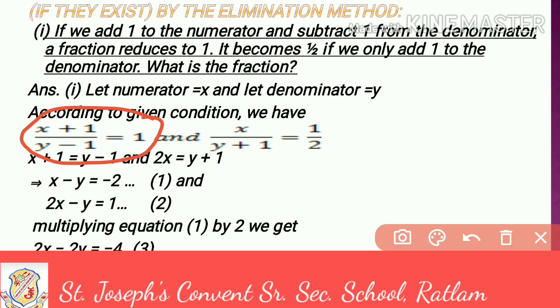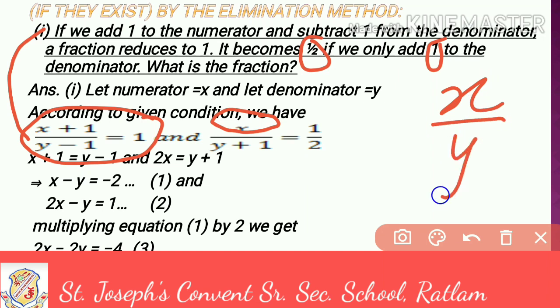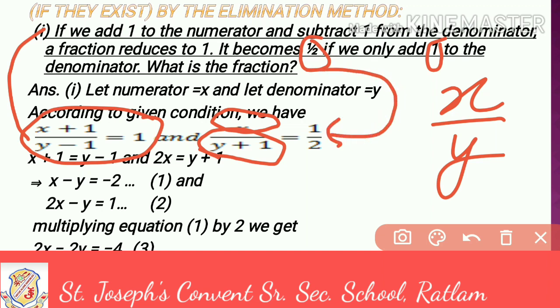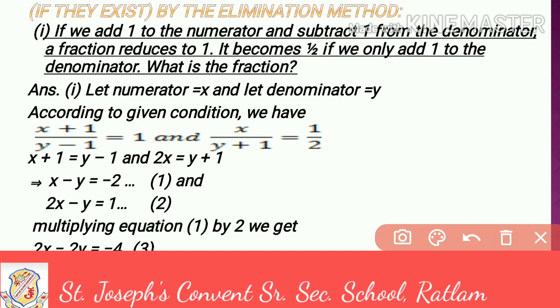And what did they say about the second part? They said that it becomes 1 upon 2. When will it become 1 by 2? If we only add 1 to the denominator. The fraction we have taken is x upon y. So if we only add 1 to the denominator, you don't have to do anything with the numerator. Just simply add 1 to the denominator, so this will become y plus 1. The fraction reduces to 1 upon 2. So this is the next equation, that is, x upon y plus 1 is equal to 1 upon 2.